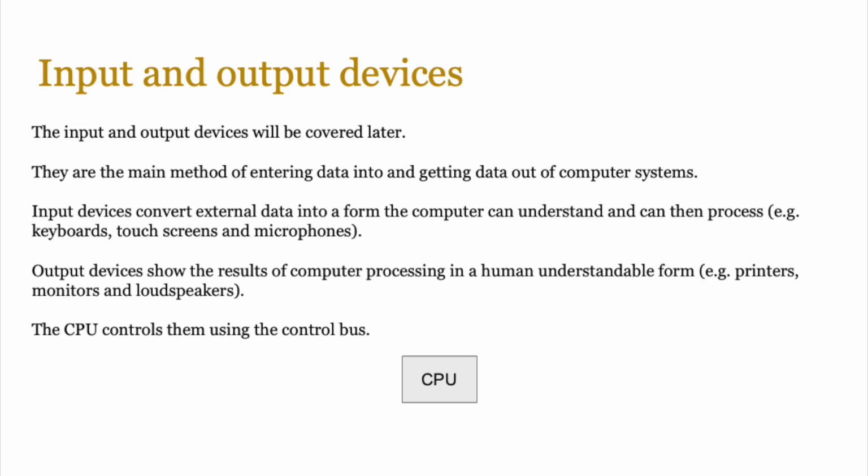Of course, there are also input and output devices in the computer system, and these are also outside the CPU. And we're going to be looking at all of these a bit later on. However, all you need to know for now is that they're the main method of entering data into and getting data out of computer systems. So input devices convert external data into a form the computer can understand and can then process. Input devices typically are keyboards, touchscreens, and microphones. Output devices show the results of computer processing in a human understandable form, and these include printers, monitors, and loudspeakers. The CPU controls all of them using the control bus.